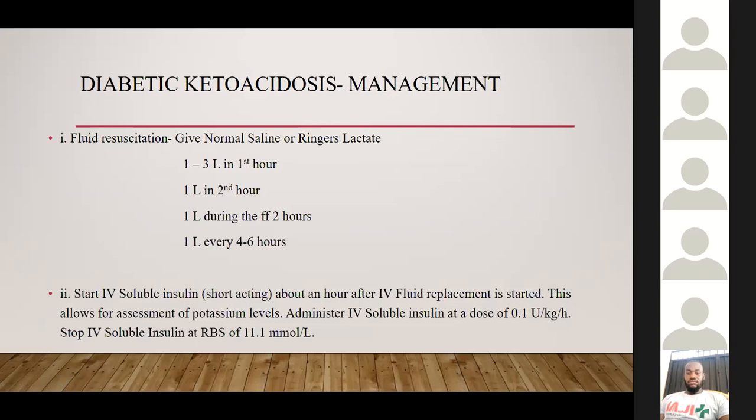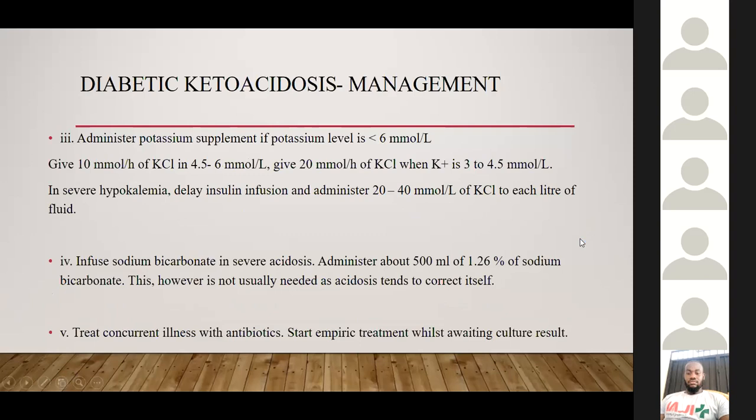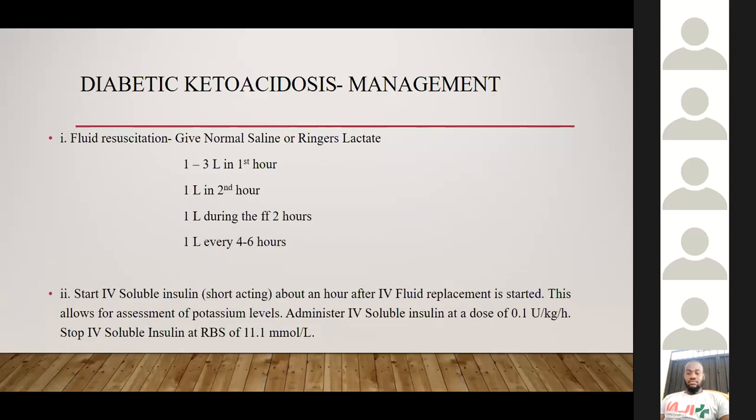And every hour before they give the insulin, you need to make sure they've checked the sugars, because if the sugar is less than 11.1, you need to stop the IV soluble insulin. As you can see, stop the IV soluble insulin. And also, if they check and you realize that sugar levels have come to about 13, then you need to stop giving your normal saline and look at giving a dextrose-containing fluid like DNS. Otherwise, your patient will go into hypoglycemia.